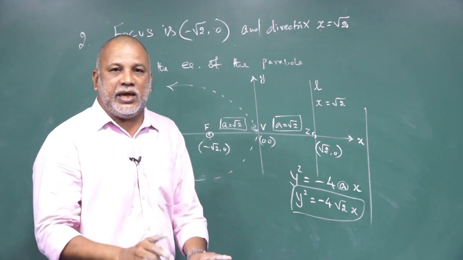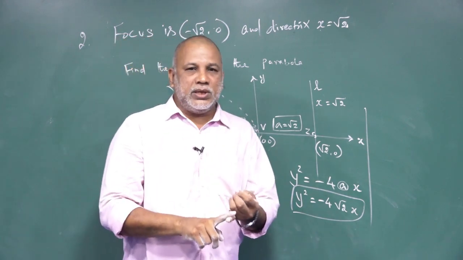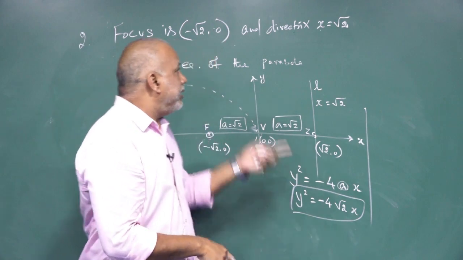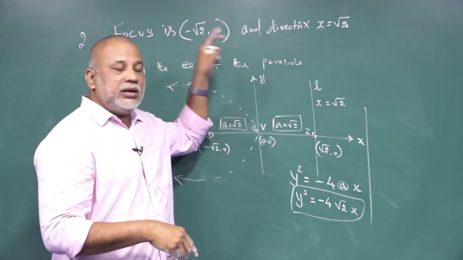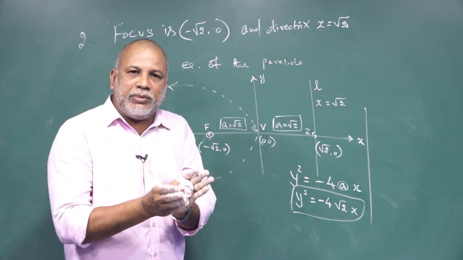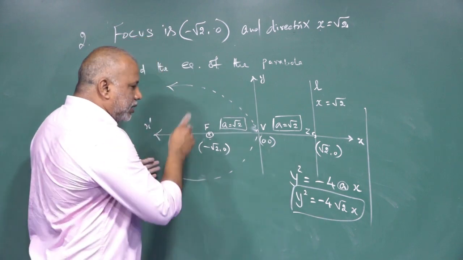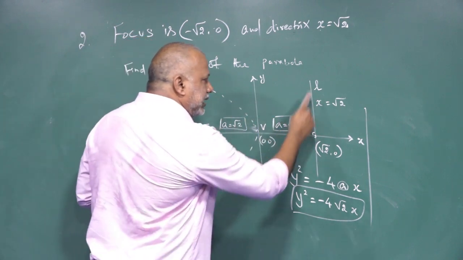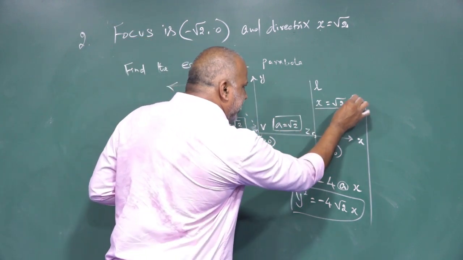So we need a and we need the type. We have to identify from the given data which type the given parabola belongs to. So here focus is given, and this is the equation of the directrix.